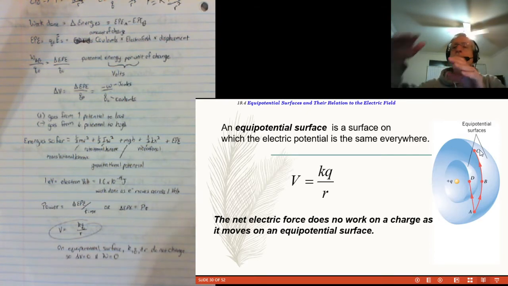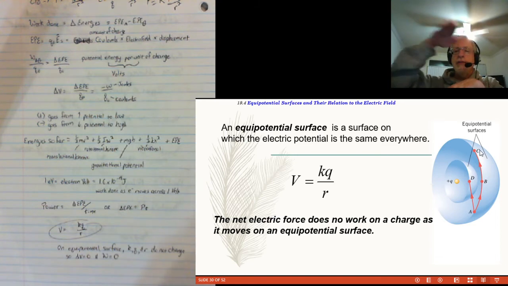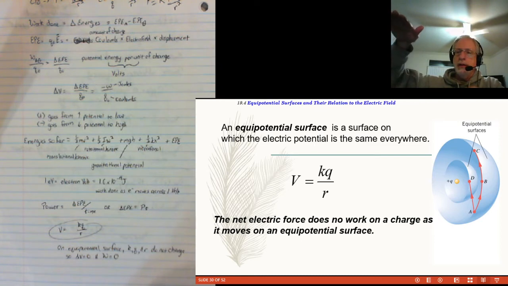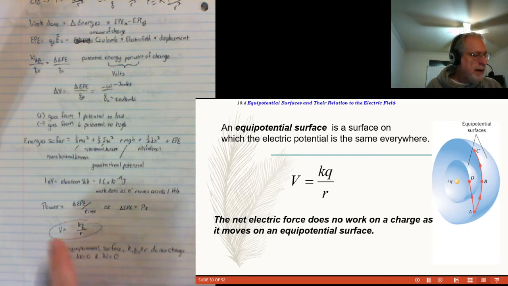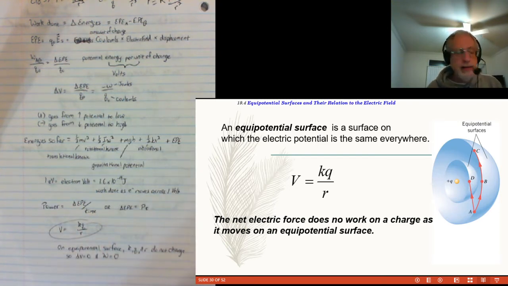And much like with gravitational potential energy, if I stay the same height from the ground, I do no work because I've not changed my energy. Well, if you move along an equipotential surface, you do no work because you haven't changed the potential energy, right? The kq over r stays constant.